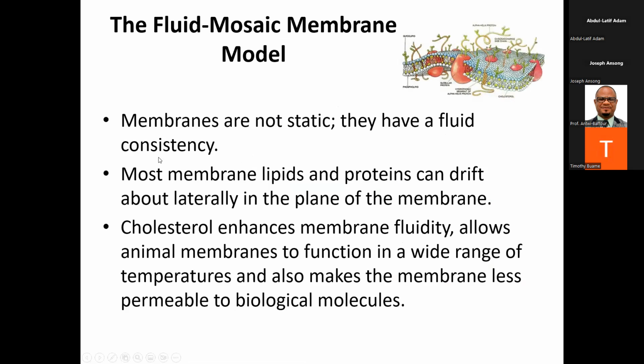They have a fluid consistency, so it's not fixed. Molecules drift laterally across the membrane. Most lipids and proteins can drift about like that in the plane of the membrane. Cholesterol enhances the fluidity, allows the membranes to function in a wide range of temperatures, and also makes the membrane less permeable to biological molecules. So it allows this membrane to hold its integrity, to be malleable and permeable at the same time.